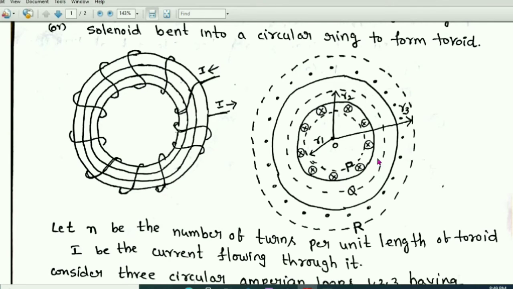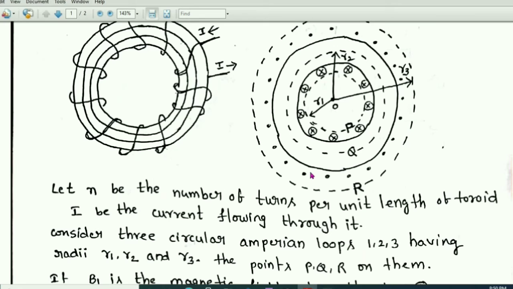The magnetic field lines produced by the toroid are circular concentric lines. The direction of the magnetic field at any point on that magnetic field line is given by the tangent. For example, the magnetic field is produced like concentric circular lines, and at a particular point on that line, the magnetic field direction is given by the tangent. Now let us find the magnetic field due to the toroid at the 3 points, at point P, point Q, and point R.